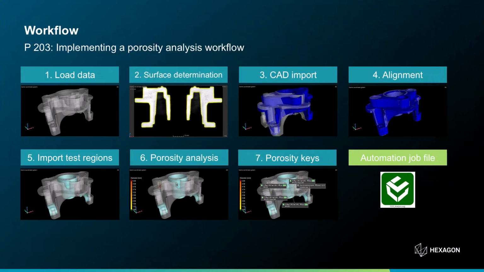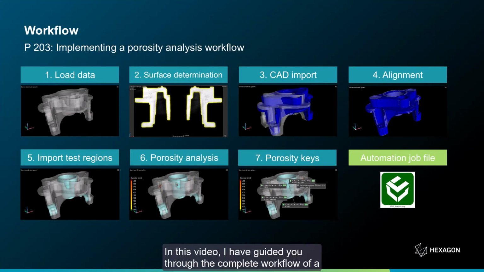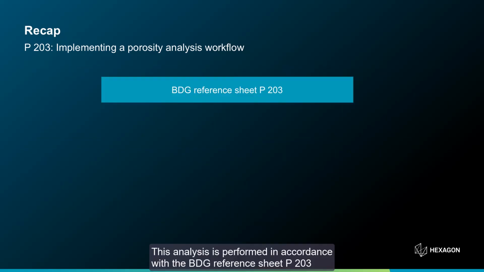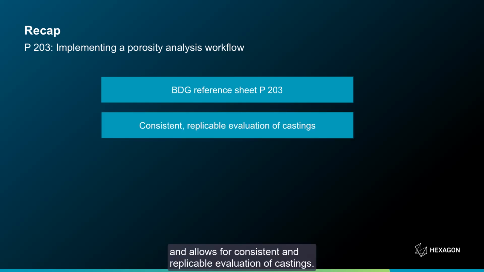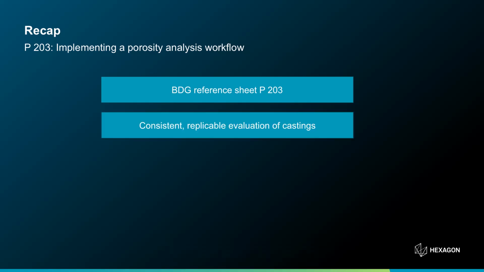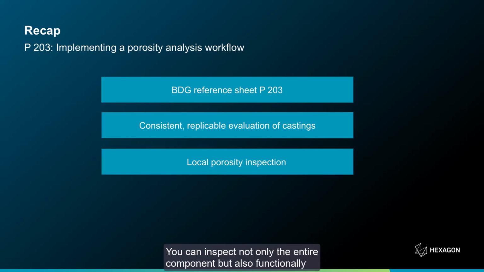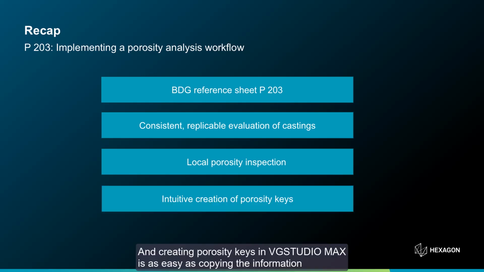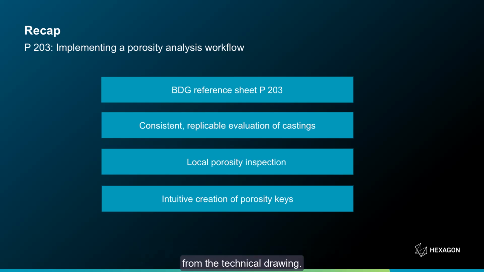And that's it. In this video, I have guided you through the complete workflow of a P203 porosity analysis in VG Studio Max. This analysis is performed in accordance with the BDG reference sheet P203 and allows for consistent and replicable evaluation of castings. You can inspect not only the entire component, but also functionally relevant areas of a component by defining and tolerancing test regions. And creating porosity keys in VG Studio Max is as easy as copying the information from the technical drawing.